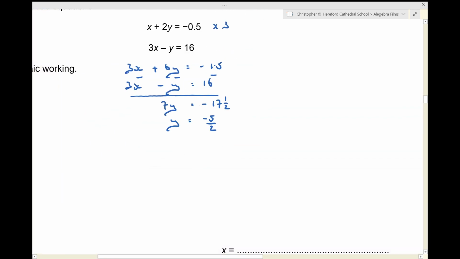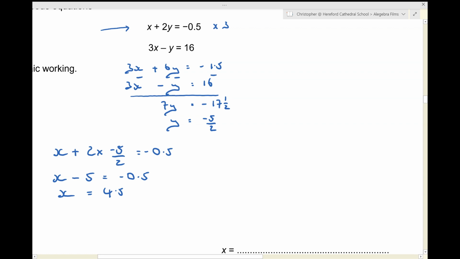Right, let's substitute that value into the top equation. x plus 2y, so x plus 2 times minus 5 over 2 is minus 0.5. So that gives you x minus 5 equals minus 0.5. Add 5 to both sides, and x equals 4.5.